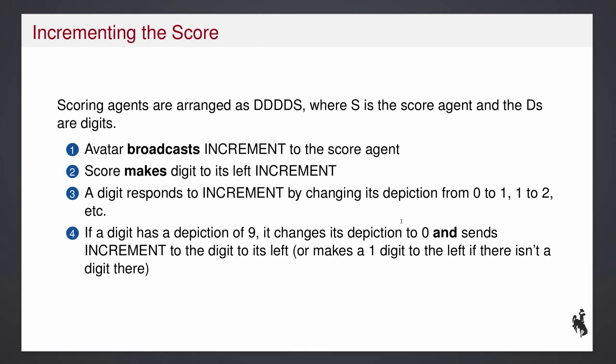Okay? So here's the plan. We're going to put the agents kind of in a row, and it's going to look like S, which is our fantastic score agent. That's the only one that actually responds to the global increment method. Okay? So when somebody broadcasts increment, it is the score agent that will receive that. Okay? And what the score does is it will make, notice the difference, it's not broadcast, it's make, the digit directly to his left increment. Okay? The digit will then go, oh, okay, if I happen to be a 0, I become a 1, if I'm a 1, I become a 2, and so on. And finally, if I happen to be a 9, then I have to be careful. My depiction becomes a 0, and I'm going to make the digit to my left increment, right?